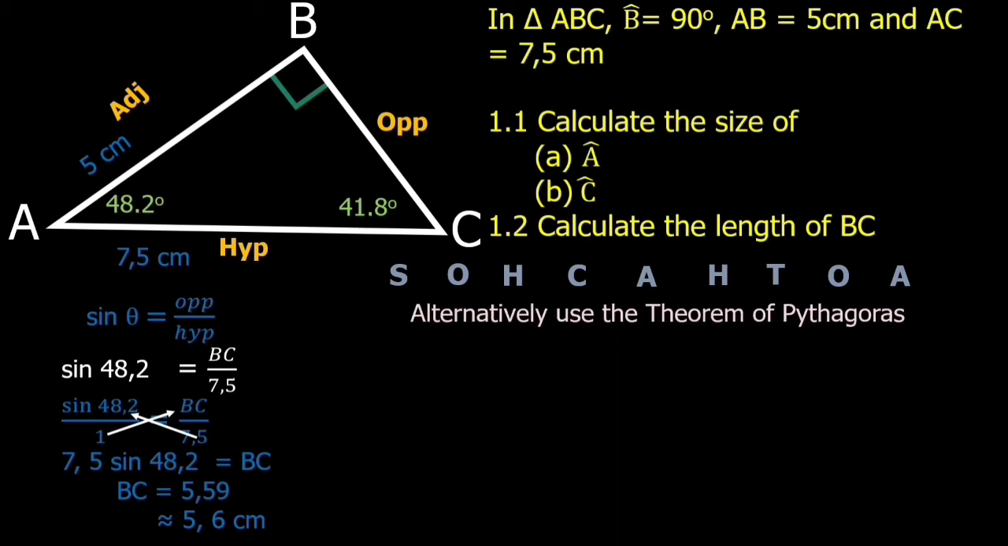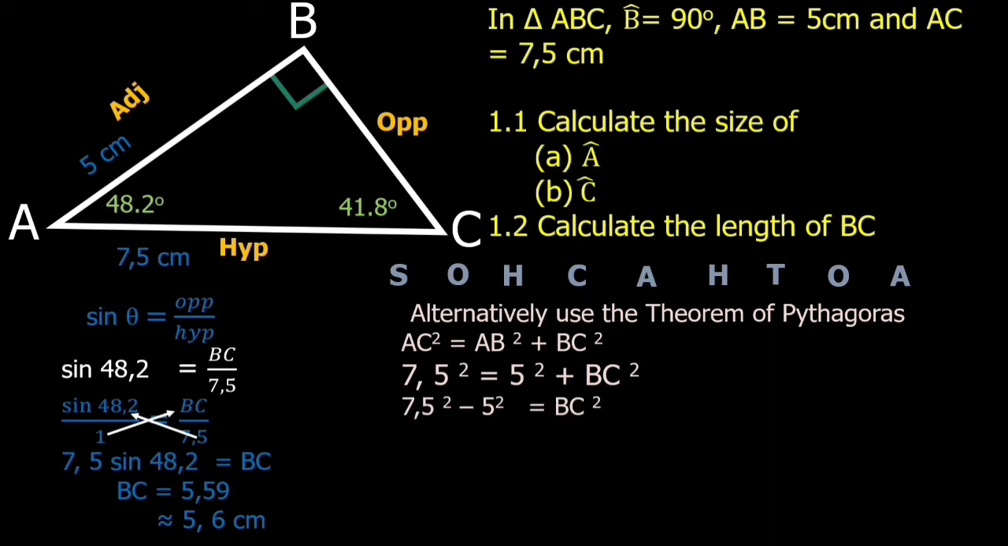Alternatively, we can use the theorem of Pythagoras to solve this problem. Remember the theorem of Pythagoras? AC squared equals AB squared plus BC squared. 7,5 squared equals 5 squared plus BC squared. You can now solve for BC squared. So BC is equal to the square root of 7,5 squared minus 5 squared. BC is 5,59. You can round that off to 5,6.